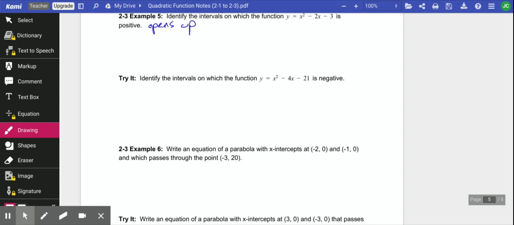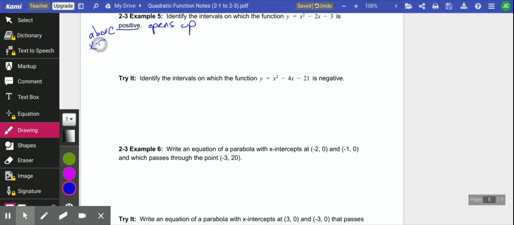Now, when we're talking about positive, we are looking for places where it is above the x-axis. I don't know why I can't write there. That's super weird. Okay, so we're looking for places above the x-axis.